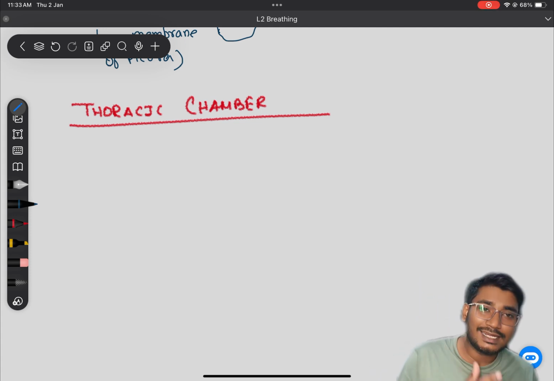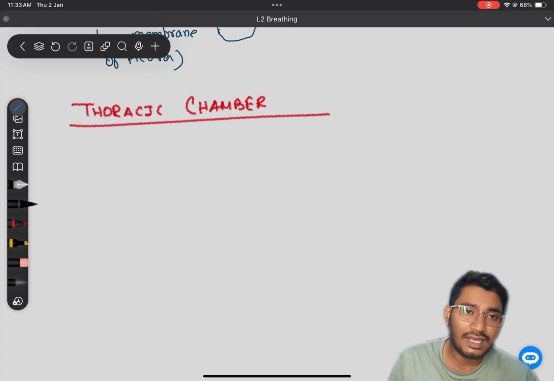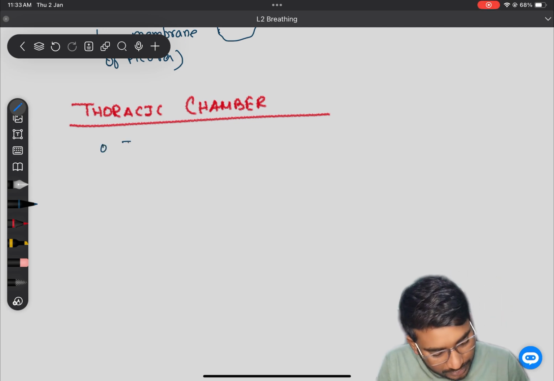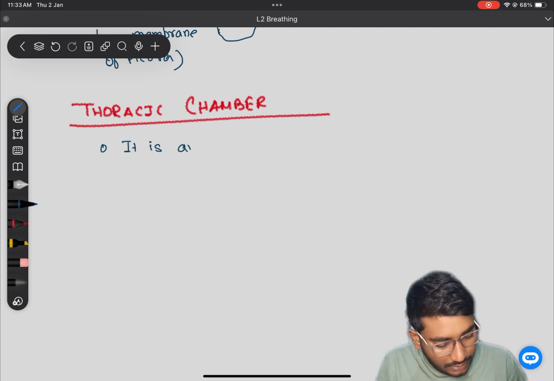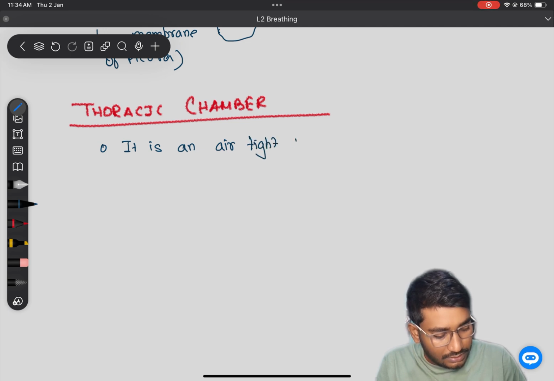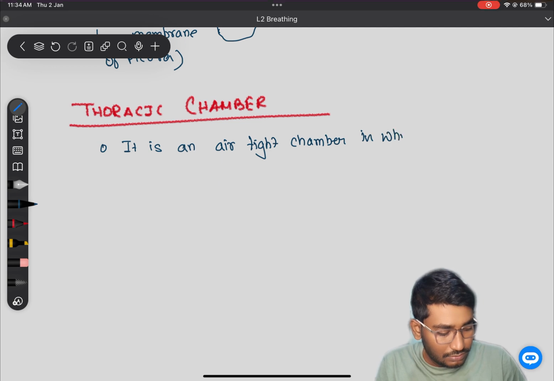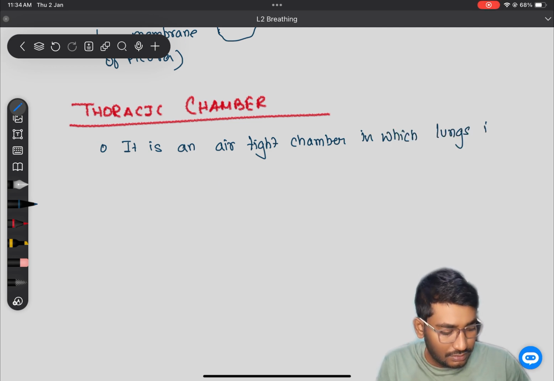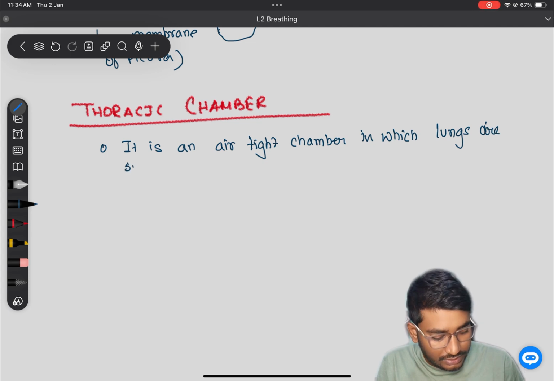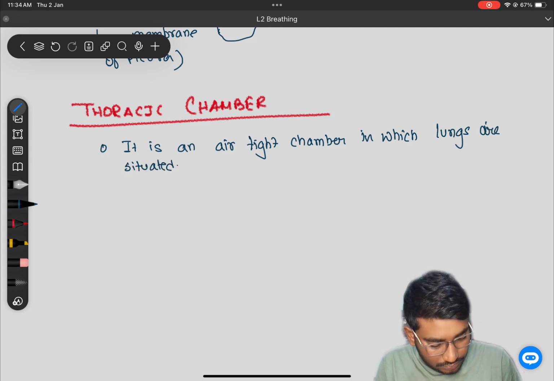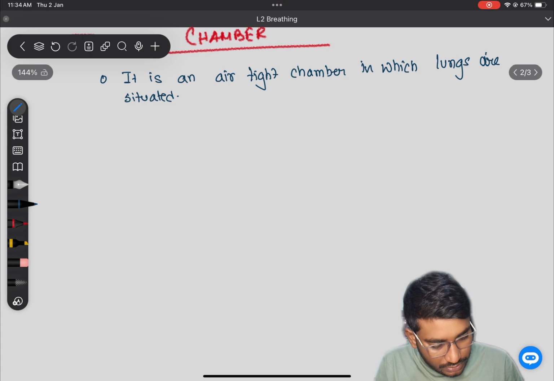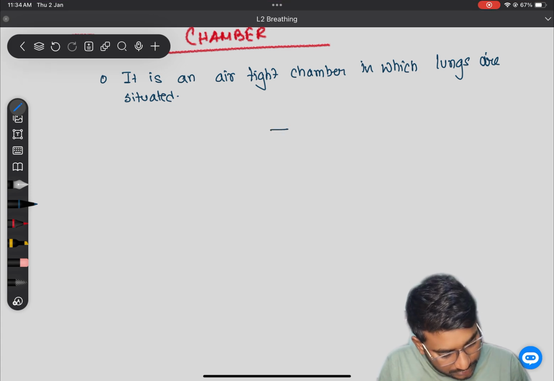Thoracic chamber, it is an airtight chamber. The thoracic chamber is an airtight chamber in which the lungs are situated. Okay, so you can say it.